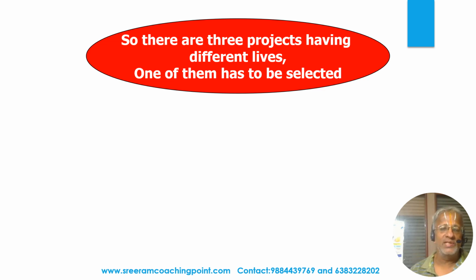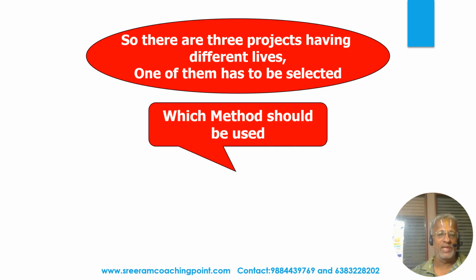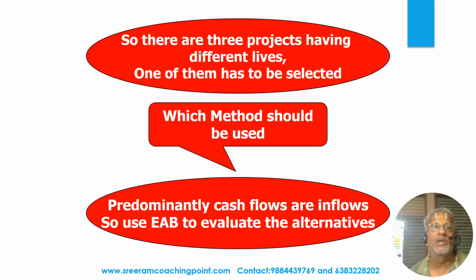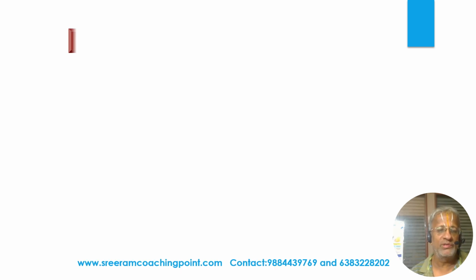And before that there is a precaution. There are 3 projects having different lives, and one of them has got to be selected. So which method is to be used? We have already brought out our observation that predominantly our inflows are dominant. So equated annual benefit is what we are expected to use. Now let us take up our computation.